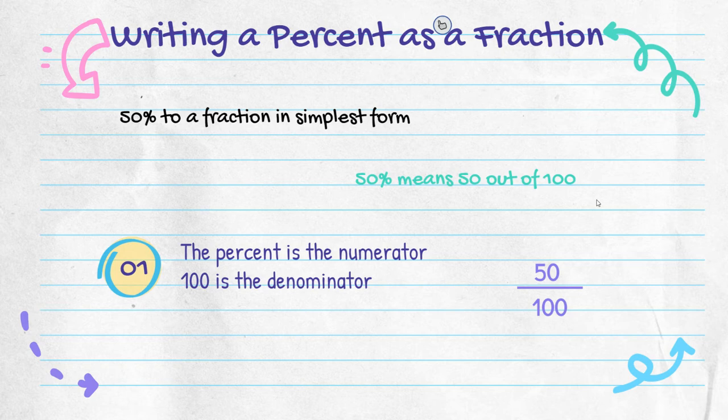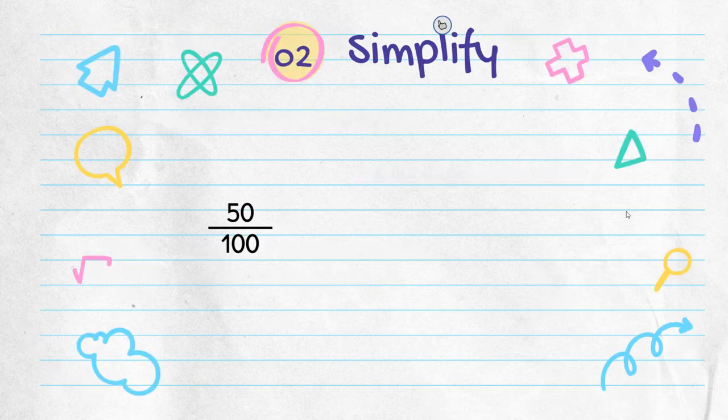So our first step, take that percent, put it over 100. We've got the fraction of 50 over 100. Step 2 is a step that we have done over and over since we started doing fractions. Simplify. I know, we hate it, but we got to do it. Step 2 isn't really anything new, but you still need to do it.